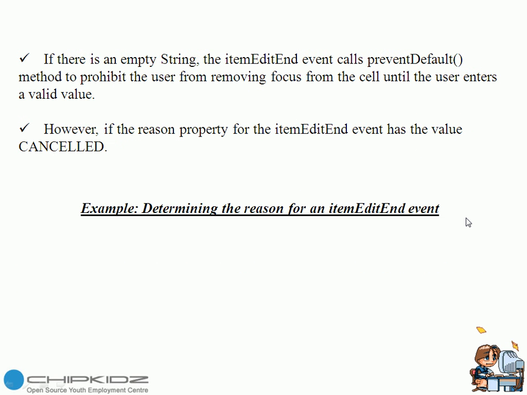If there is an empty string, the item edit end event calls the preventDefault method to prevent the user from removing focus from the cell until the user enters a valid value. However, if the reason property for the item edit end event has the value cancel, for example, determining the reason for an item edit end event in Adobe Flex.